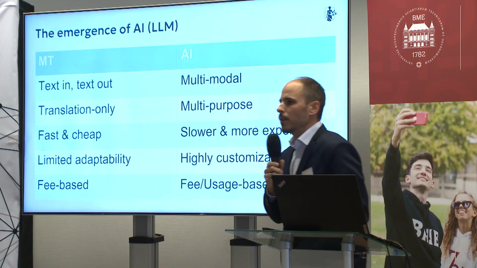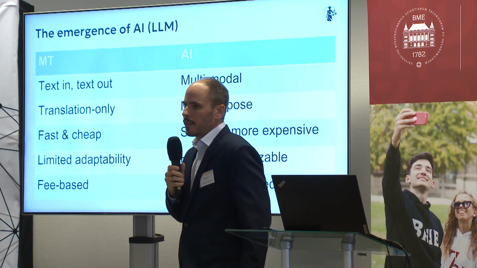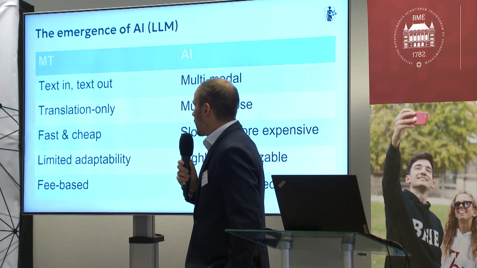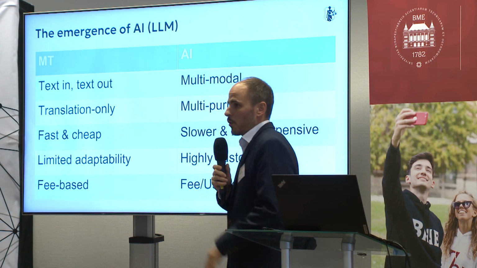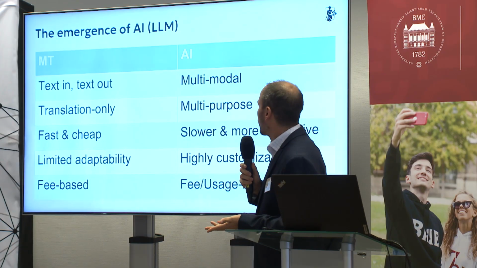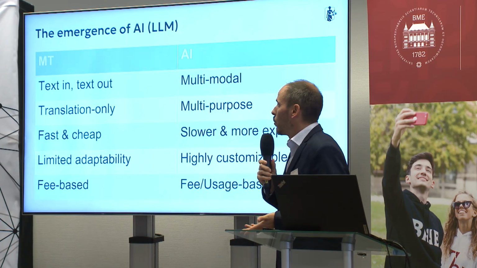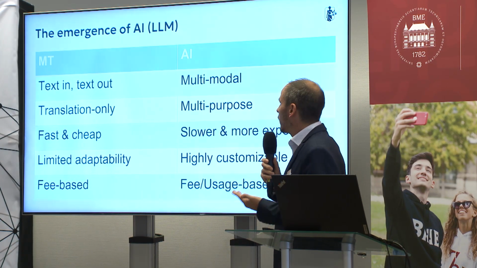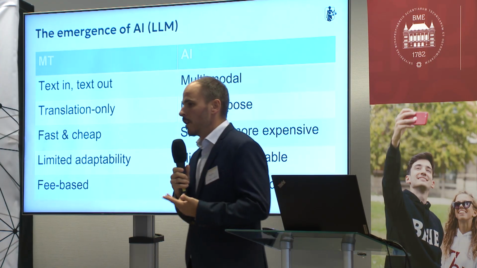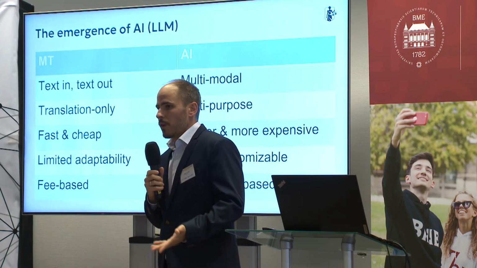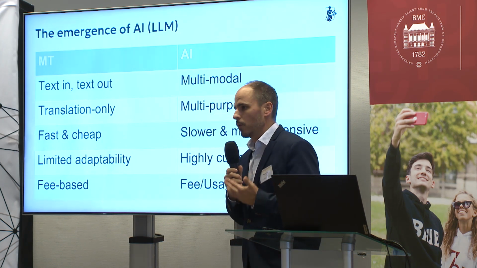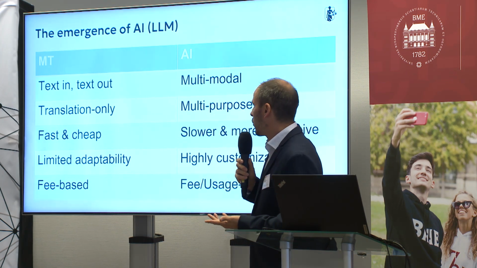Okay, so what are the main differences between MT and AI? This is an arbitrary set of aspects, so there are plenty more to compare, but one of the main differences in my view is modality. While MT was text in, text out, AI is really multimodal. You can feed in voice, picture, video, a script, whatever you like, and take out these types of content as well. So formatting is not so much of a problem anymore.